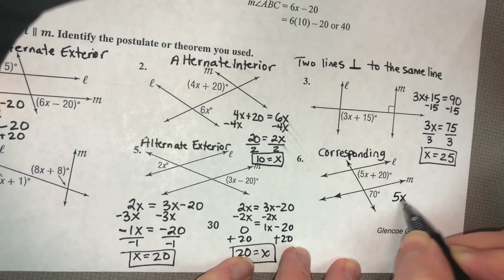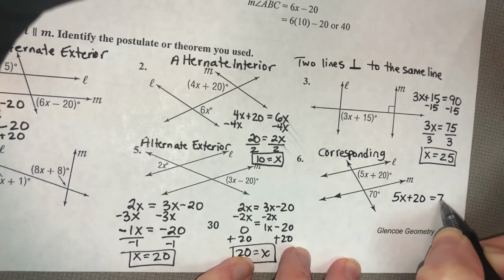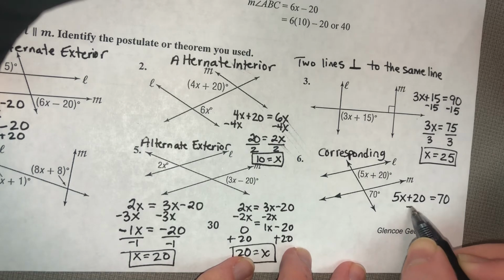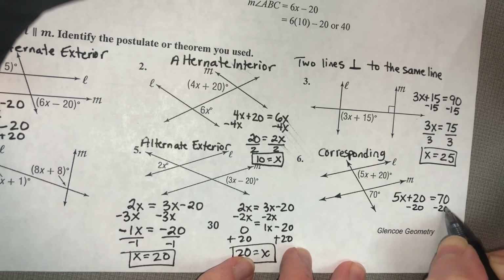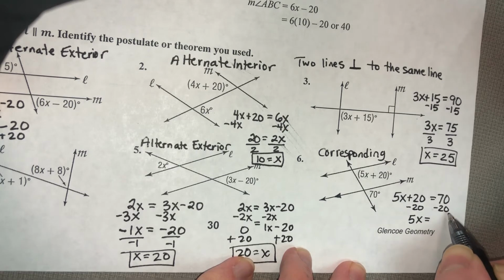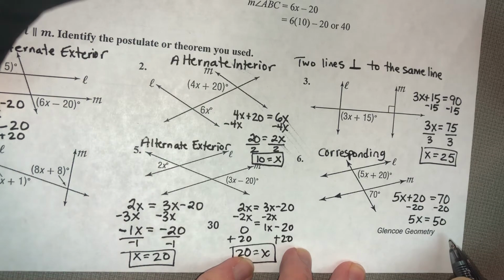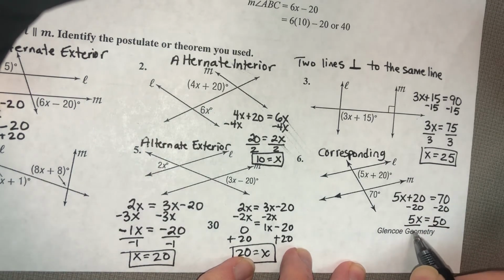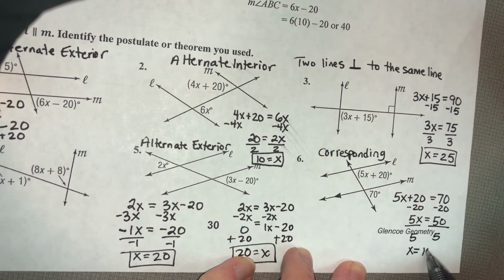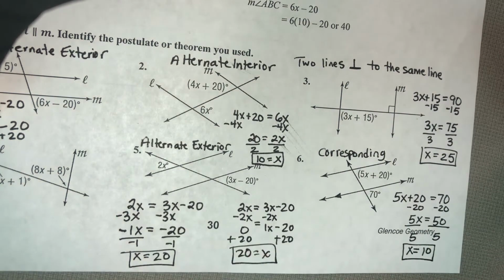So we'll say 5x plus 20 should equal 70. And now we'll get our constant numbers together by subtracting 20 on both sides. So 5x is equal to 70 minus 20, which is 50. And then to get the x by itself, we divide both sides by 5. So x is equal to 10. And that's the answer to number 6.